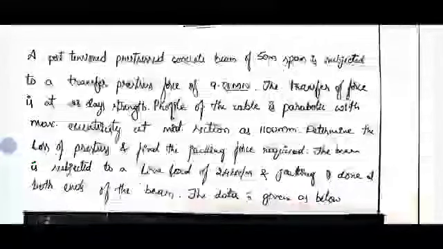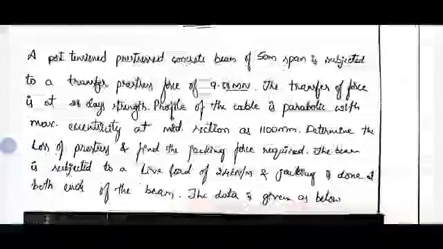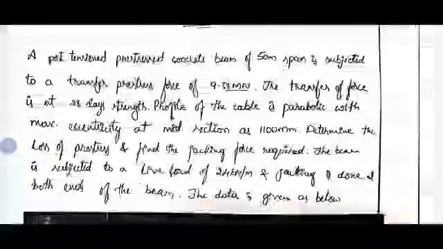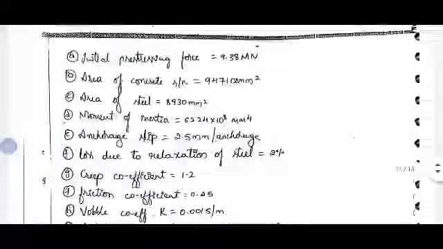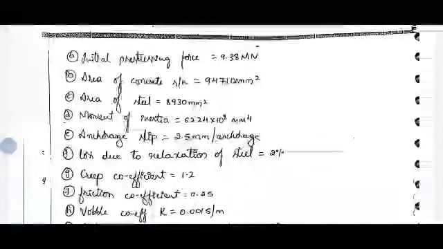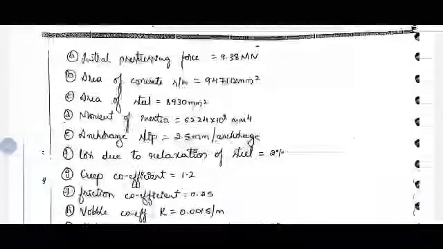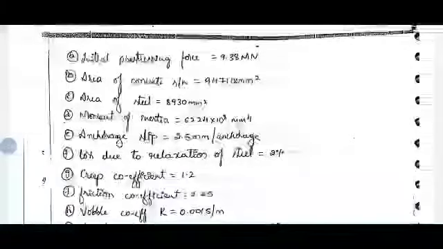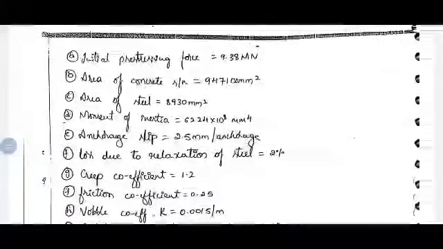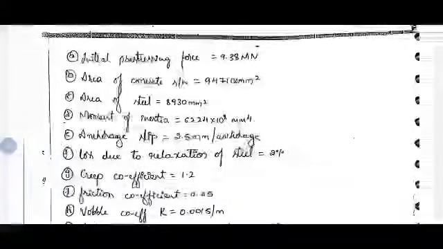The beam is subjected to a live load of 24 kN per meter and jacking is done at both ends of the beam. The data is given as below. Initial pre-stressing force, once again, is given as 9.38 MN. Area of concrete section is directly given, you should remember. Area of steel you are using. Then moment of inertia is also directly given. Anchorage slip is 2.5 mm per anchorage, remember this.